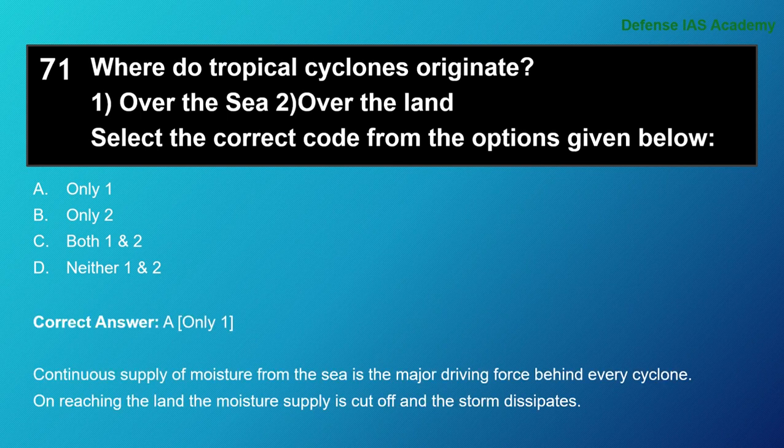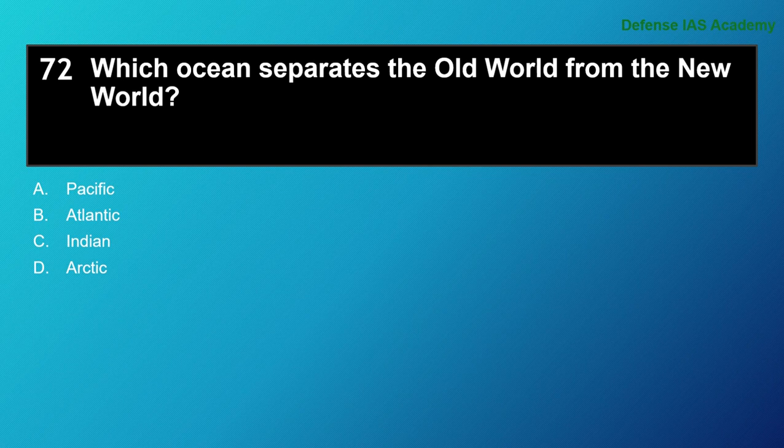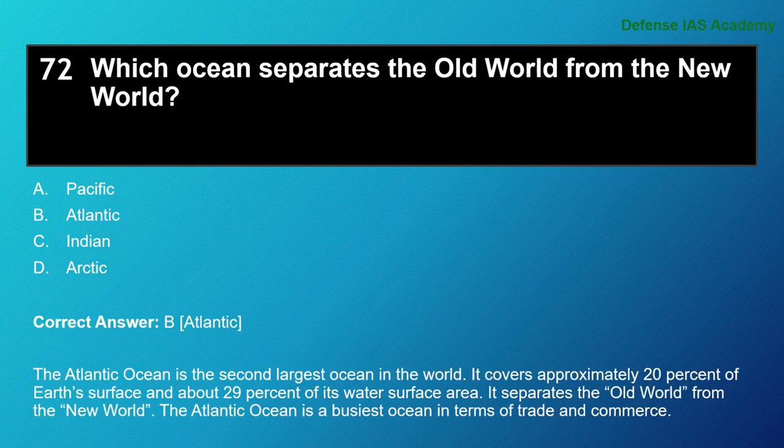1. Over the sea, 2. Over the land. Select the correct code from the options given below. The answer is option A, only 1. Continuous supply of moisture from the sea is the major driving force behind every cyclone. So, on reaching the land, the moisture supply is cut off and the storm dissipates. So, the tropical cyclones originate over the sea. That is the correct option.